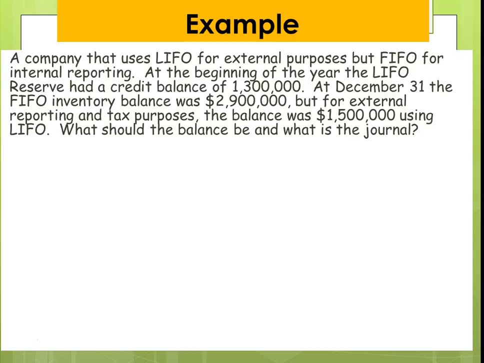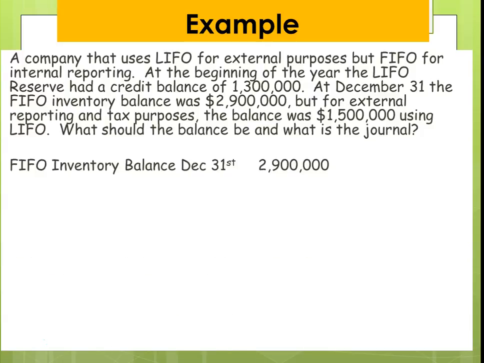So here's a nice little example for us. We have a company that uses LIFO for external purposes and FIFO for internal purposes. At the beginning of the year, the LIFO reserve had a credit balance of $1.3 million, and at the end of the year, the FIFO inventory balance was $2.9 million. But for external reporting and tax purposes, the balance was 1.5 under LIFO. So what should the balance be, and what journal entry do we have to make to get it there?